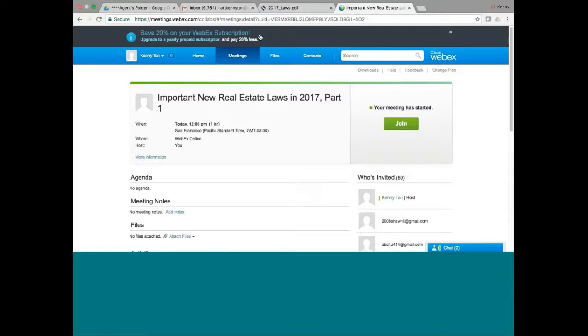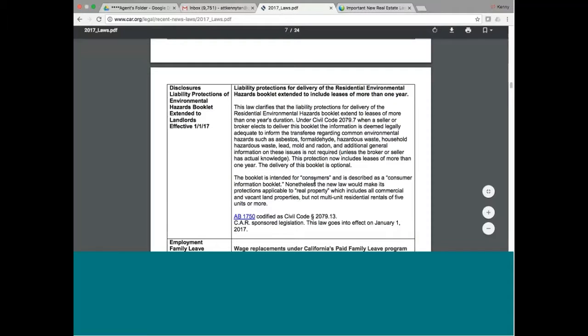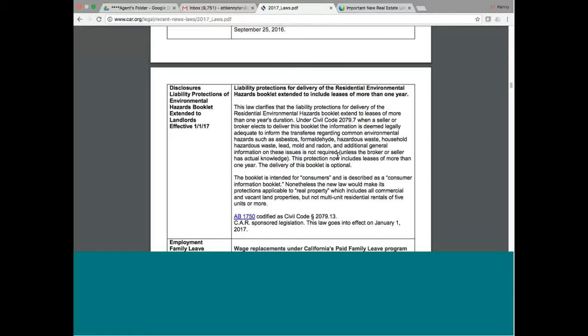Let me go back to this one here. So it says that the law classifies that the liability protections for delivery of the residential environmental hazards booklet extend to leases of more than 1 year's duration. So if you sign leases of more than 1 year in duration, it's a good idea to provide this booklet to the prospective tenant.